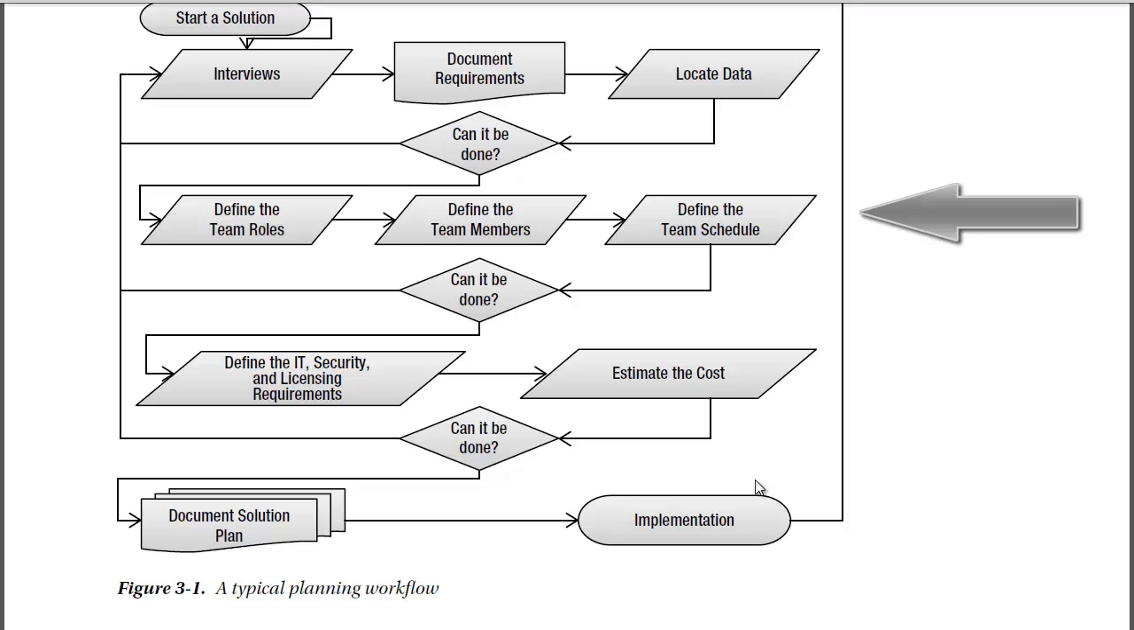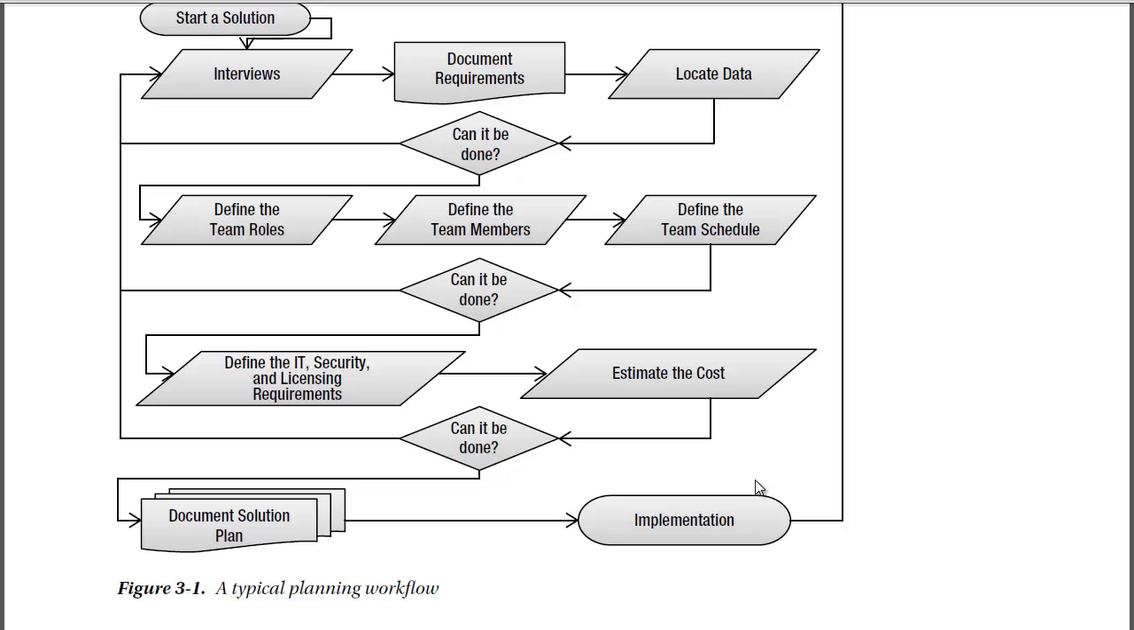Team roles, as we'll see in just a minute, are what kind of tasks need to be performed. And then team members are the people that you're going to get to perform those tasks, and the schedule hopefully is self-evident. It's when those tasks are going to be performed. If you can't find the people to do the job, you're going to have to go back to the first step and talk to folks about what you can do and what you can't. It's kind of unfortunate, but that is the reality. Better to know ahead of time.